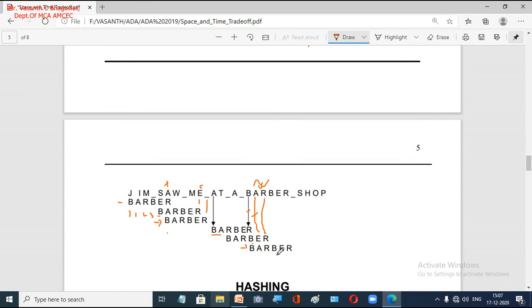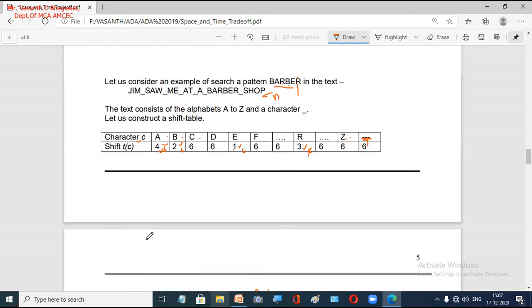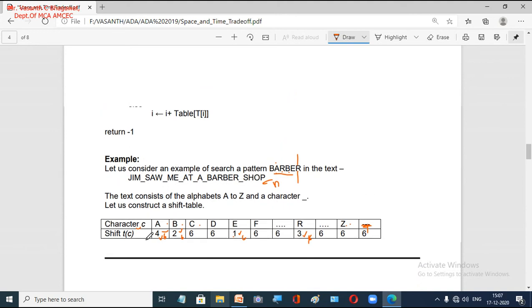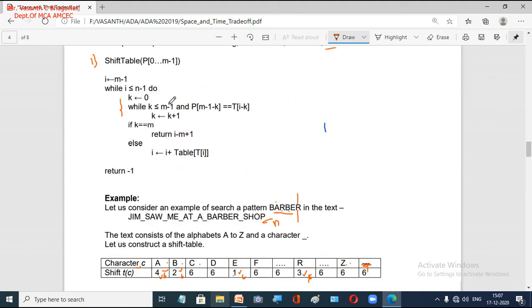When you move your text 3 positions, it comes here. Now you start the same process. R and R is matching. Then E and E is matching, B and B is matching, all the values match with each other. Right? So once all the values match with each other, so if K is equal to M, you are going to return that position.